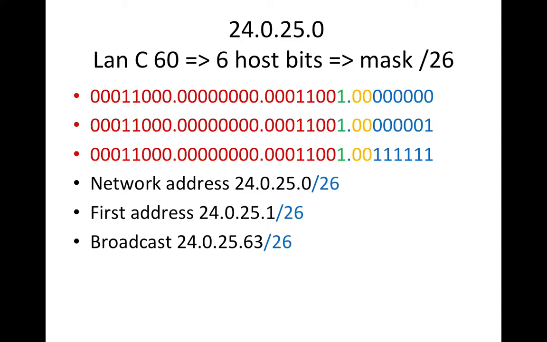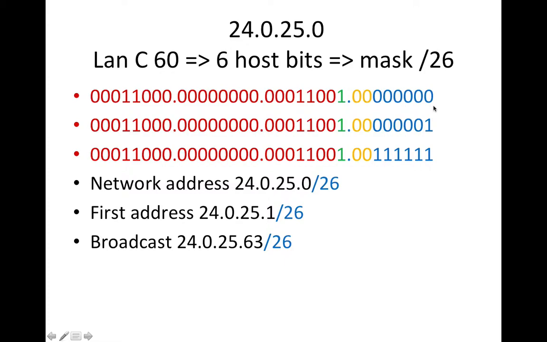This time, starting from 24.0.25.0, I'm going to allocate a block of IP addresses for LAN C. LAN C needs 6 bits in the host portion. Therefore, it will have 26 bits in the network portion. I have highlighted the host bits in blue.